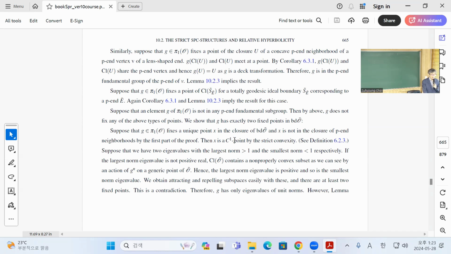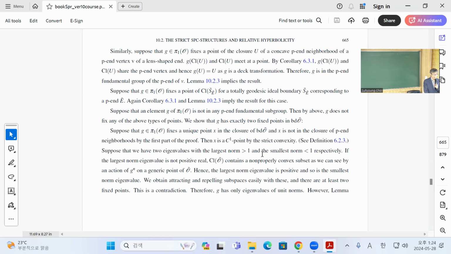So now if it's not in any fundamental group, then it doesn't fix any of these types of fixed points. And so this will fix some point x in the closure, of course by the Brouwer fixed point theorem, and so it's not in the closure of any P-end neighborhood. So also x is a C1 point by the strict convexity. I mean, the strict convexity implies that the points outside these are C1.